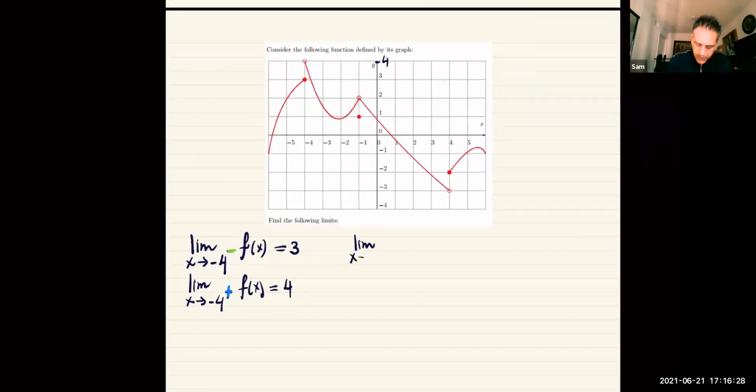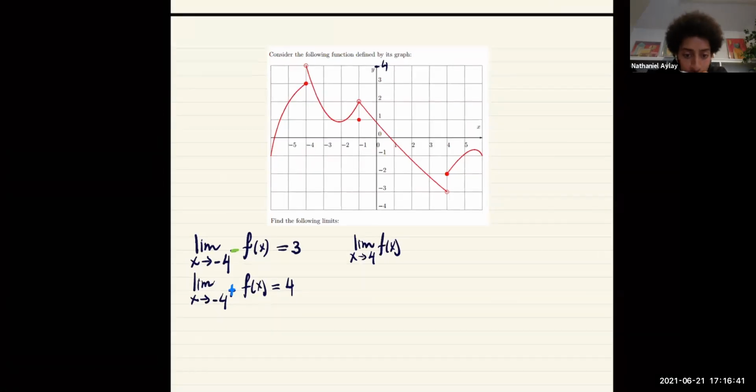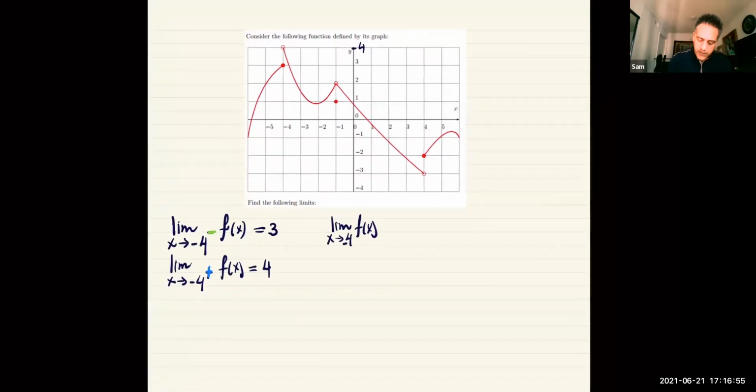So now, what about the limit at -4? Limit as x goes to -4 of f of x. What is this? Let's go with Nathaniel. As x is approaching -4 from the left, it is -3. Oh, -4. It does not exist. Does not exist. Very good. Because the limits are not the same. If these were the same, then this limit would have been that, but it's not.